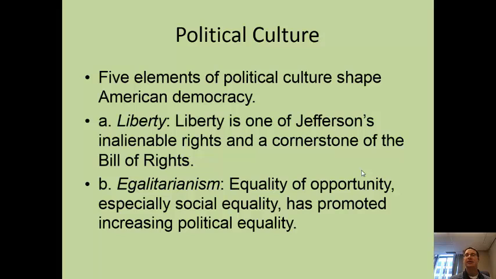Okay, egalitarianism, equality of opportunity. Everyone has a fair shake to rise as far as he or she can, based on the talent that they've been given by God, and promoting political equality. So everyone has an equal vote, one person, one vote. The things that we just talked about before. We can rise and fall based on the fact that everyone has the same opportunity.